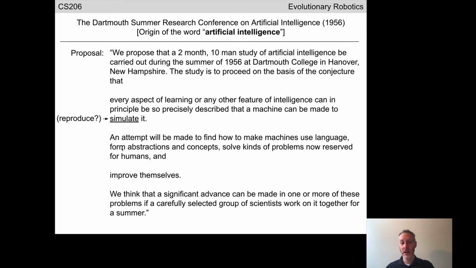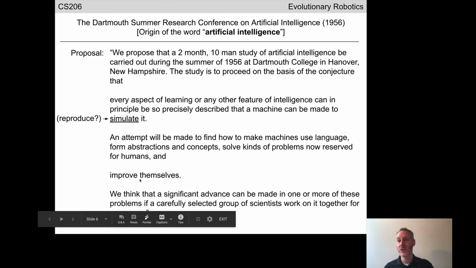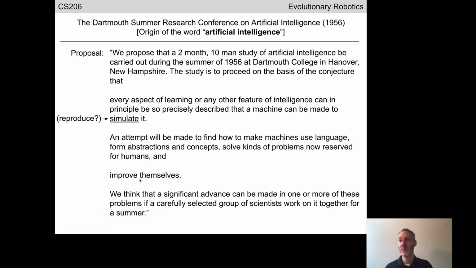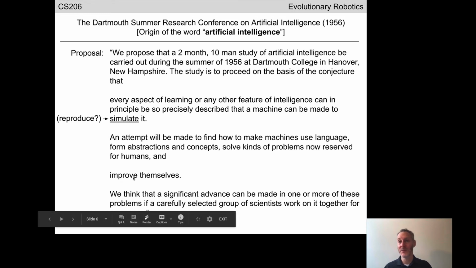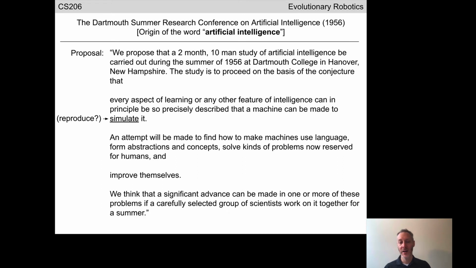They were going to try and create machines that could form abstractions and concepts and solve kinds of problems now reserved for humans. And most importantly, these machines would be able to improve themselves. Learning or self-improvement or self-adaptation, this is obviously one of the most important hallmarks of intelligence. You'll notice that they didn't say we're going to make intelligent machines. We're going to precisely define the various building blocks of intelligence.